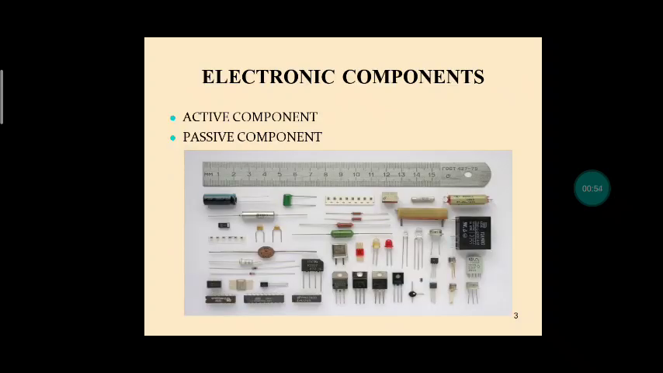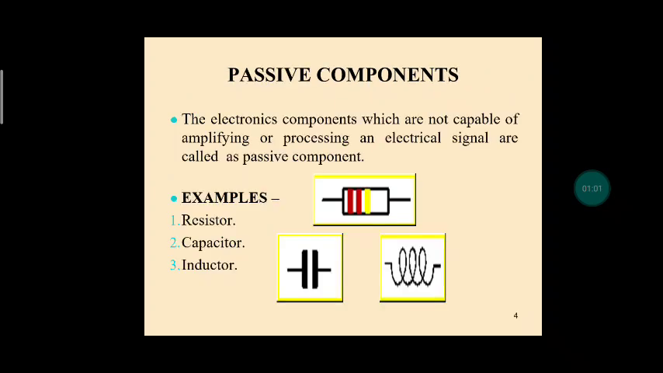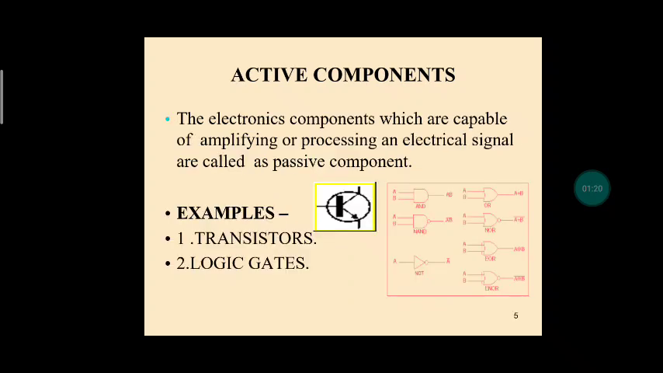What are the electronic components? Here, two types of components are there: one is active components, another one is passive components. Passive components are those which are not capable of amplifying the corresponding signal. Examples: resistor, capacitor and inductor are the major examples of passive components.